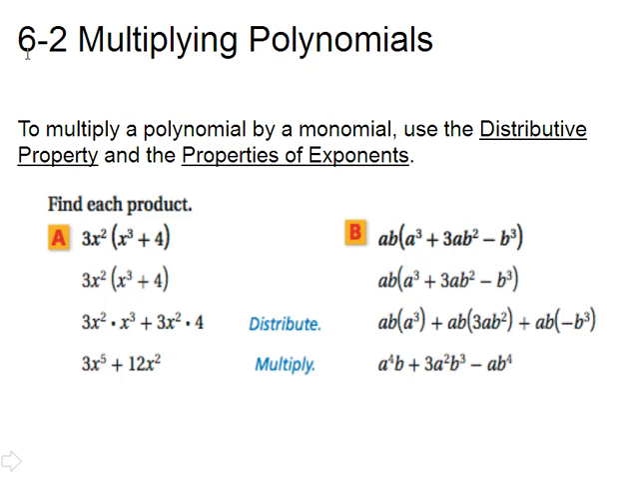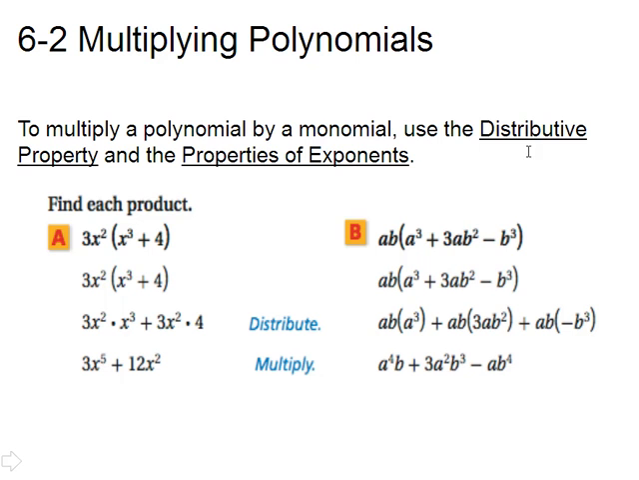I just wanted to go through Chapter 6, Section 2 with you, and we're talking about multiplying polynomials. If you remember in the last section, in Section 1, we were talking about polynomials. We defined them. We talked about things like leading coefficients and the degree of a polynomial. And then we also talked about adding and subtracting polynomials. Well, now we're going to talk about multiplying polynomials.